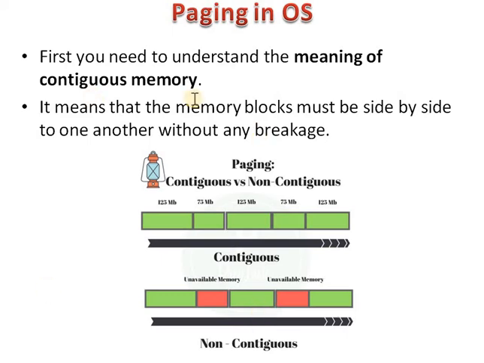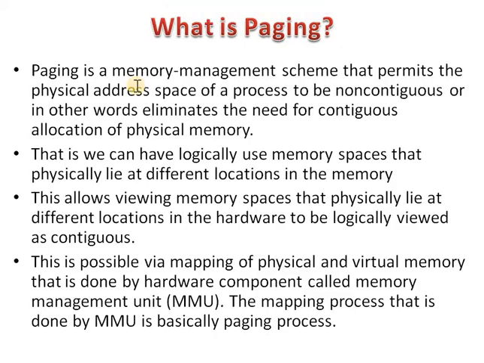Non-continuous memory. In a continuous memory, the memory blocks are created one by one in a sequential manner without any breakage. But in a non-continuous memory, in this area memory is available, then there is one breakage. In this breakage, the memory is not available. This is an example of non-continuous memory.